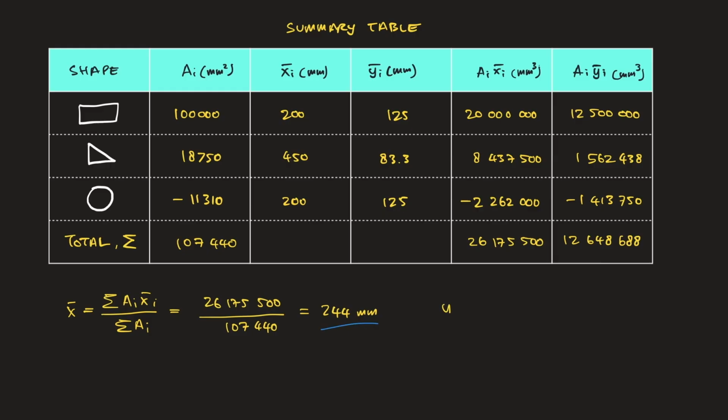And for y bar equals sum of A times y bar over total area. So 12,648,688 divided by 107,440, which gives us approximately 118 millimeters. And there we go. X bar is 244 millimeters and y bar is 118 millimeters.